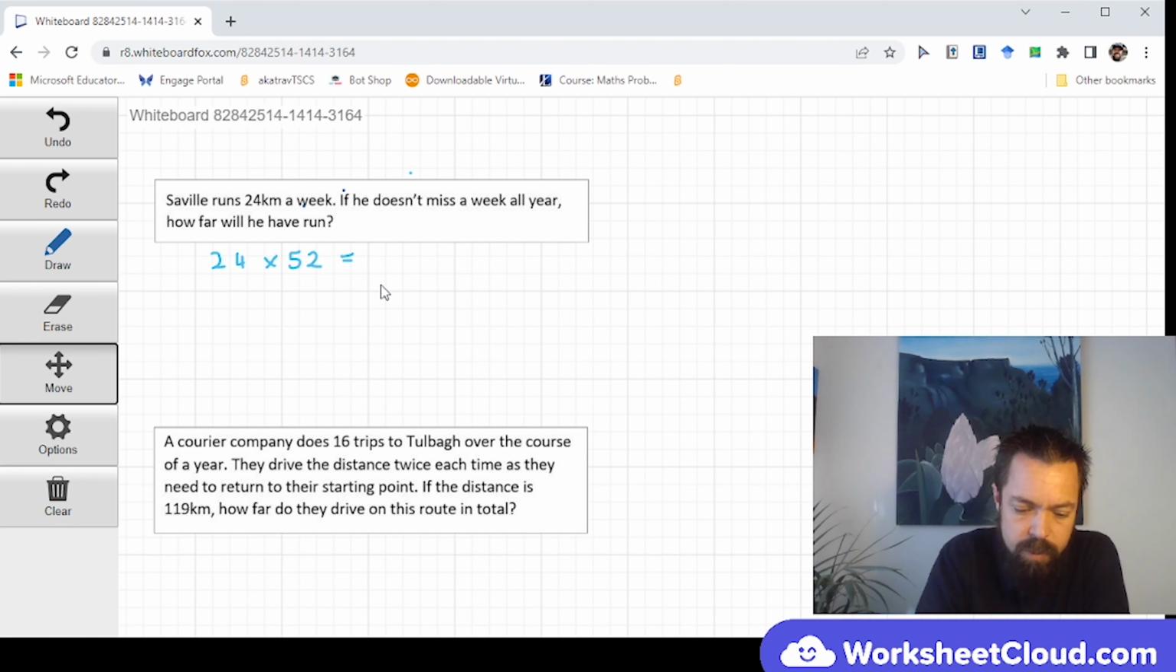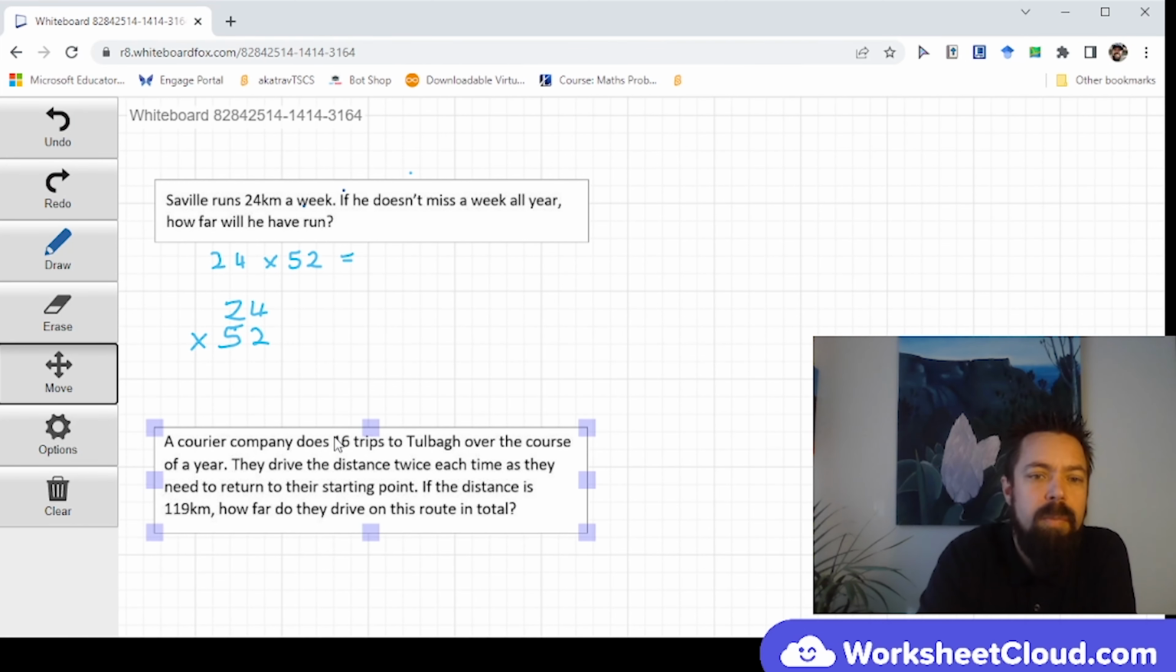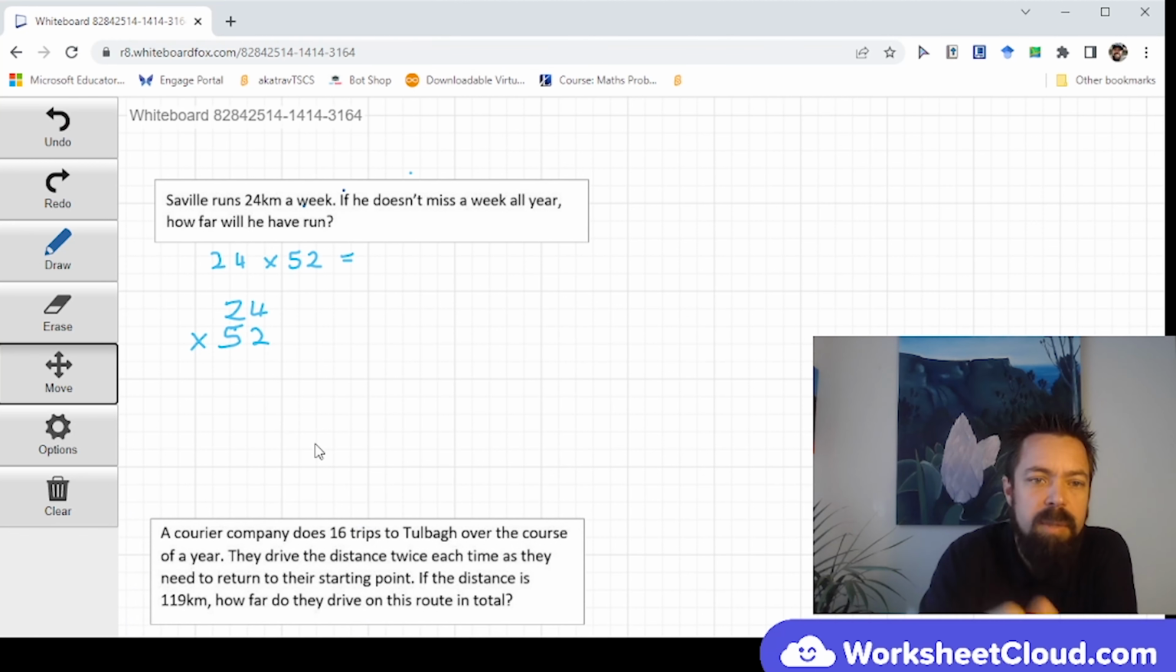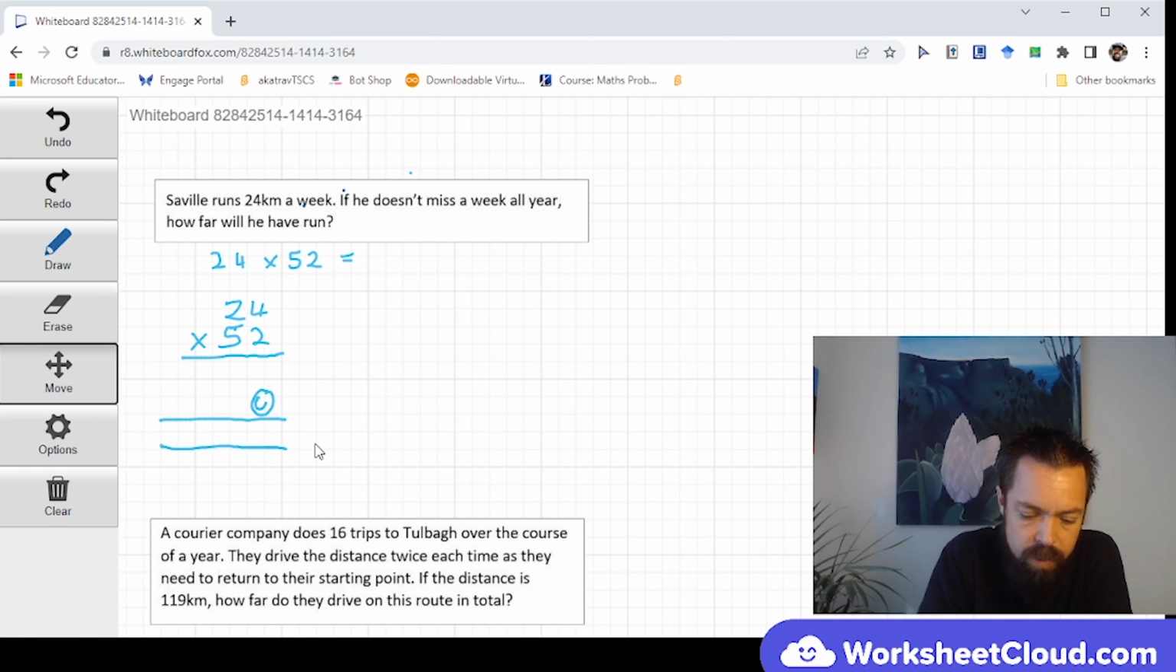So I prefer to write it underneath each other. So 52. Again, if you prefer to put the bigger number on top, because of the property where you can change the order, the commutative property of multiplication, you could have put it the other way around and it would still give you the same answer. So whichever way makes you more comfortable. All right, laying it out nicely before we start. Put my smiley face down there.